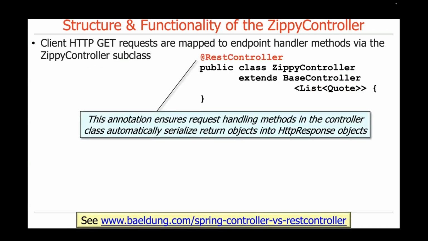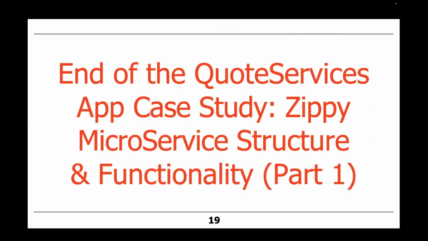And again, of course, as usual, we use the REST controller annotation to ensure that the request handling methods in the controller class, the ZippyController, will automatically serialize their return objects into HTTP response objects, thereby making this whole thing work seamlessly so that the client gets back something that it expects. So that's the walkthrough of part 1 of this discussion of the structure and functionality. The main focus here really is on some of the interesting new annotations we have on the Zippy application to allow it to support persistence and caching without us having to write a lot of code imperatively.